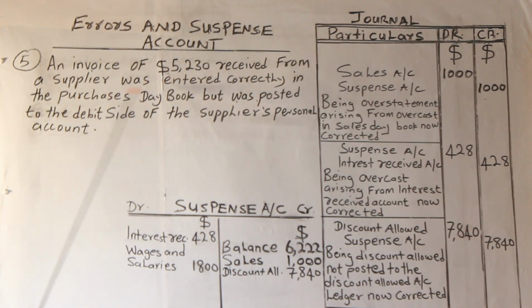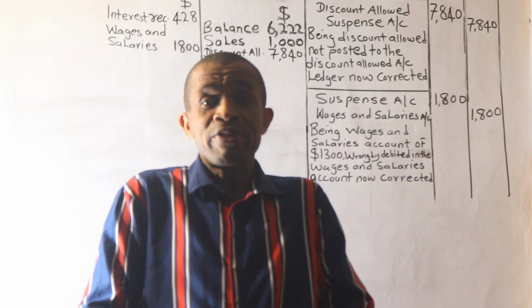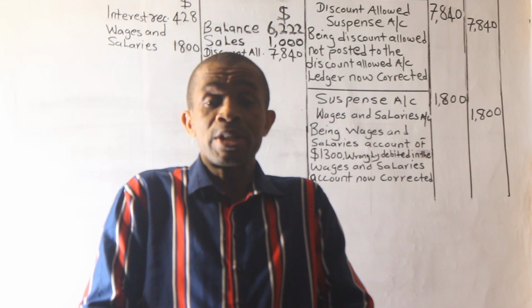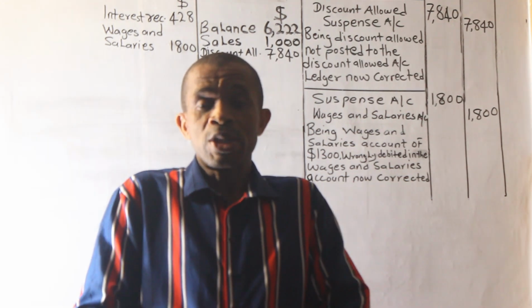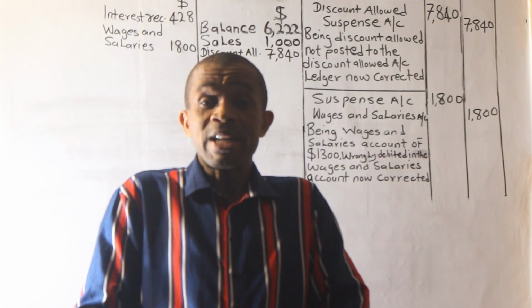Question 5. An invoice of $5,230 received from a supplier was entered correctly in the purchases day book but was posted to the debit side of the supplier's personal account. An invoice of $5,230 received from a supplier was entered correctly in the purchases day book but was posted to the debit side of the supplier's account.